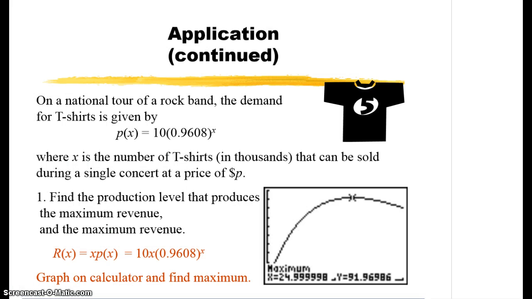So going back to our slides, this calculator displayed a little bit of a different answer, but it doesn't matter. It's all pretty much the same. So it seems like the maximum will be about $92, and it will happen at 25 t-shirts. That will be the maximum revenue.